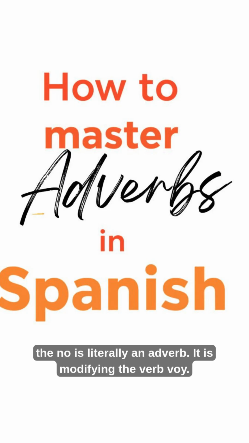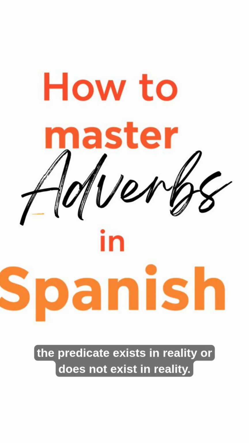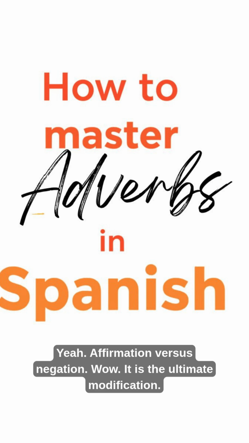It is modifying the verb voy. It is entirely altering the reality of that action. You are definitively declaring whether the predicate exists in reality or does not exist in reality. Yeah. Affirmation versus negation. Wow. It is the ultimate modification.